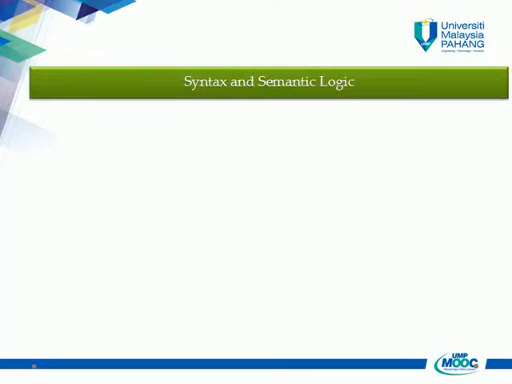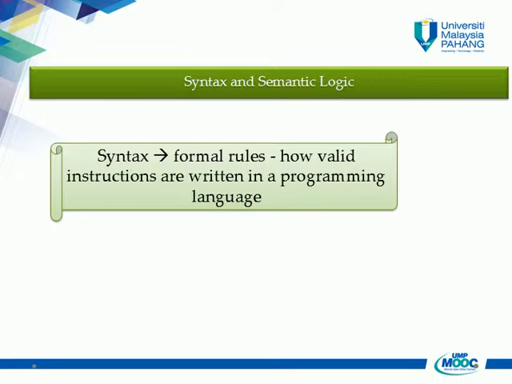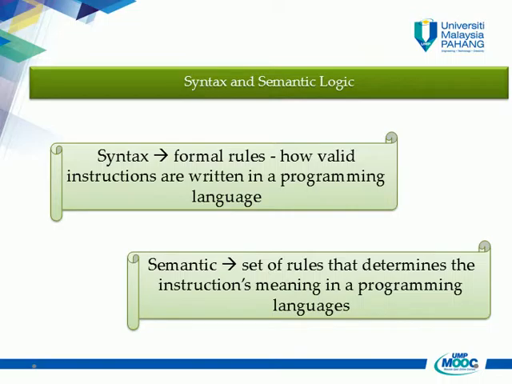There are two types of logic in programming languages. The first one is syntax, which is the formal rules of how to check the validity of the instructions written in a programming language. The second is semantics, which is a set of rules that determine the instructions' meaning in programming languages. To code a program in C, we need to understand the C structure.